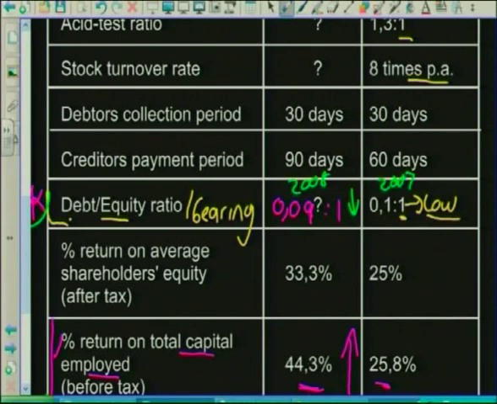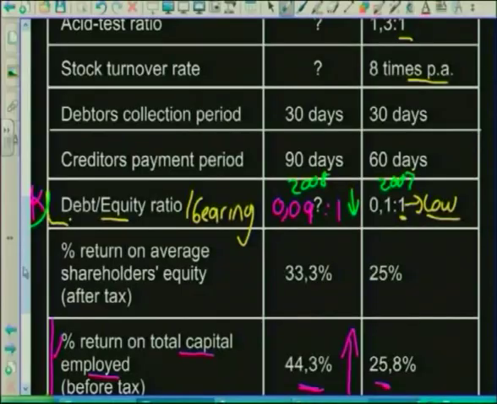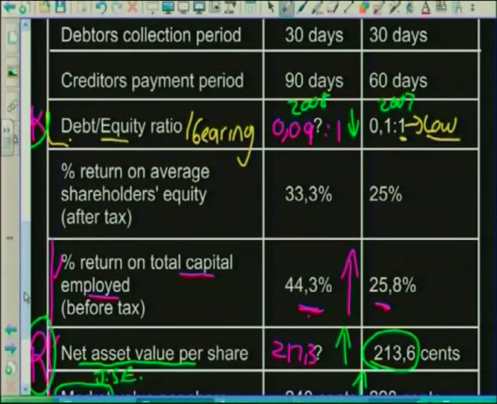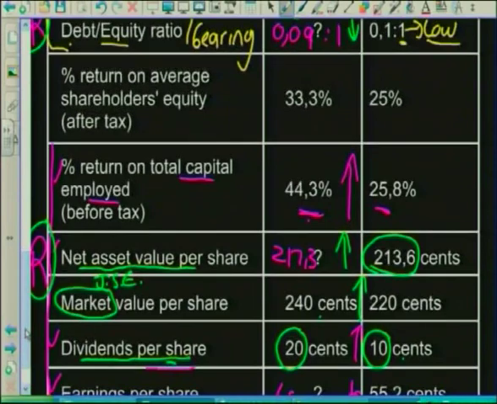If we look at these ratios, what does it indicate? Again, that the business is low geared, low risk, and it is very easy for the business to obtain future loans. Another ratio that is also important, that also indicates that the business can consider taking out an additional loan, would be our percentage return on total capital employed. Right, if we look at our return, we've got a return of 44,3%. So that is the return on total capital employed.